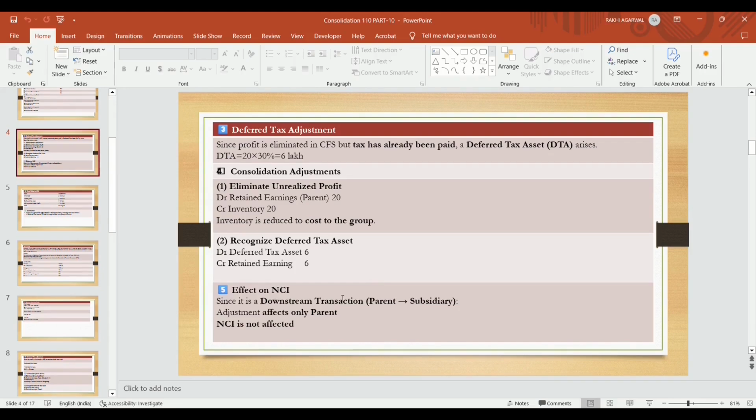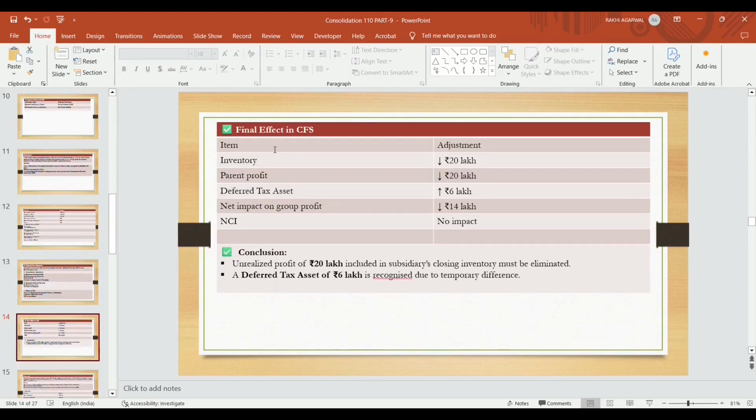Effect on NCI: since it's a downstream transaction, that is, the parent sold goods to the subsidiary, in this case the parent recognizes the profits. The adjustment affects only the parent's profit. NCI is not affected. So the final effects in CFS: inventory goes down by 20 lakhs, parent profit goes down by 20 lakhs, deferred tax asset created is 6 lakhs. The net impact on group profits: the profit is 20 lakhs, out of which we created a deferred tax of 6 lakhs, so the net effect on group profit becomes 14 lakhs. So NCI has no effect.